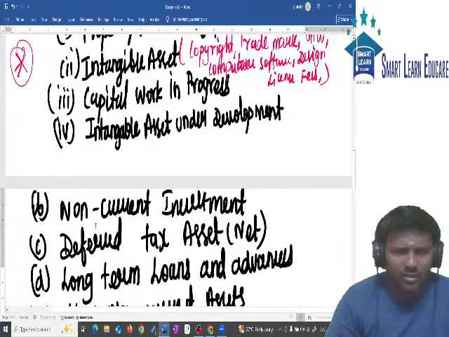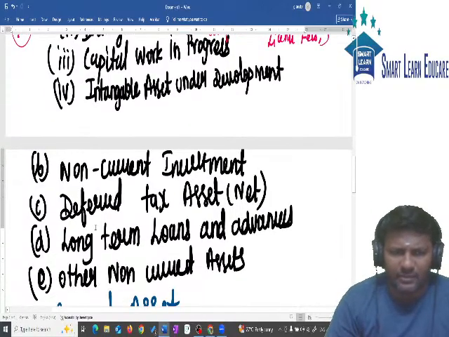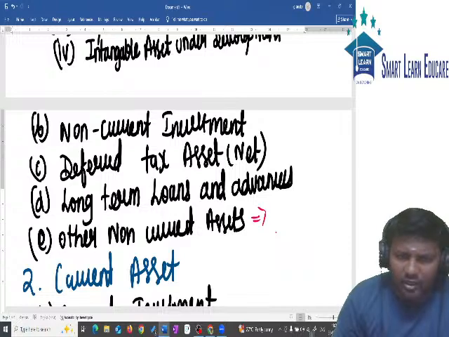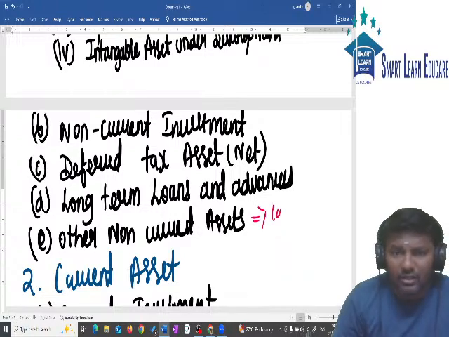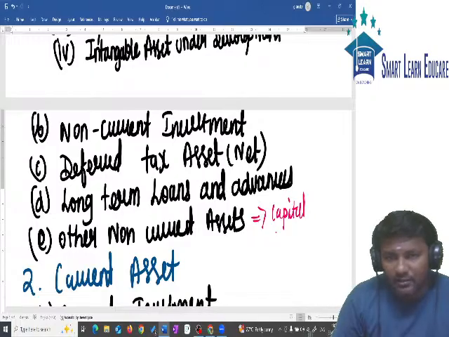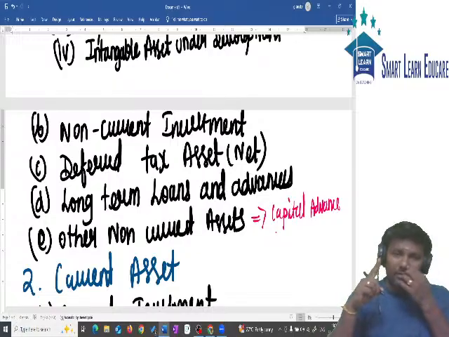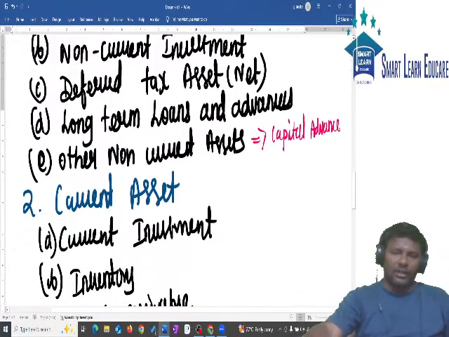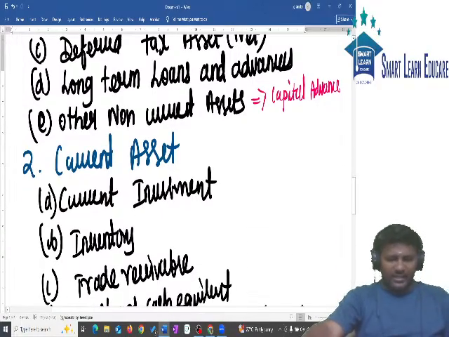Next, non-current investment, deferred tax asset, other long-term loans and advances. In other non-current asset, one important thing we have is capital advance. We saw capital work in progress; similarly, capital advance will come separately under other non-current asset. Capital advance will come under other non-current asset. Remember this. Next, what else is there?